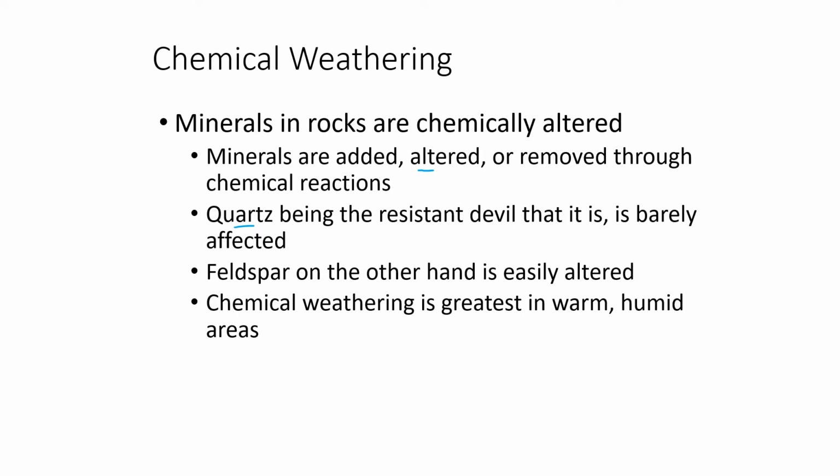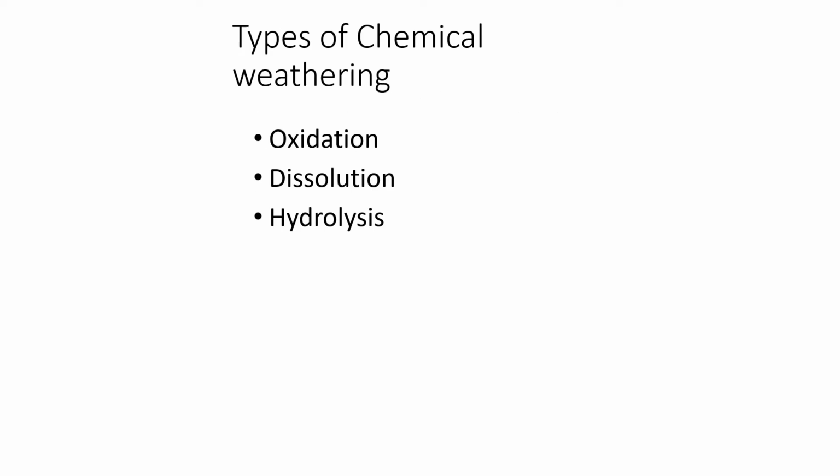Feldspar, another component in one of our favorite rocks, granite, can be easily altered, and chemical weathering is going to be strongest in warm, humid areas. Again, what do you do in chemistry when you want to speed up a reaction? You add heat, right, or some type of fluid. So chemical weathering is going to be more prominent in warm, humid areas of the earth.